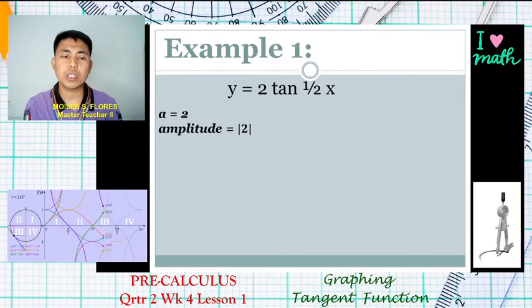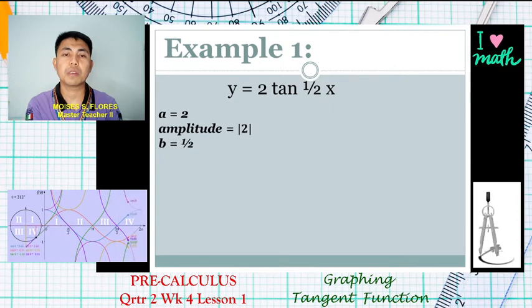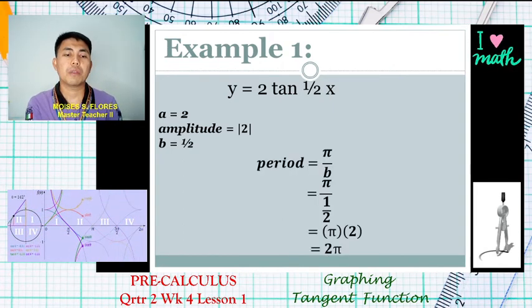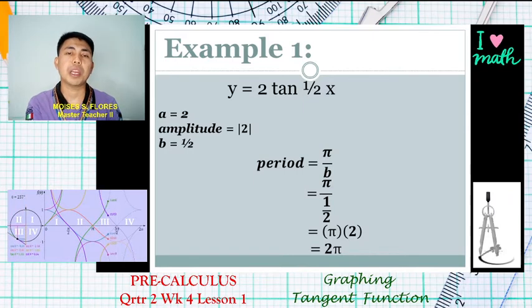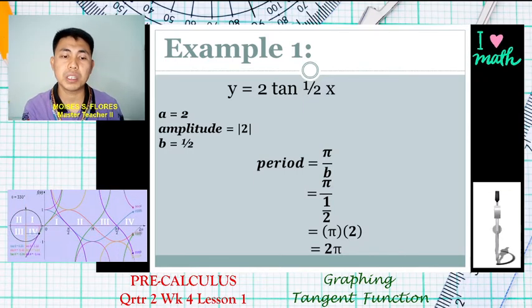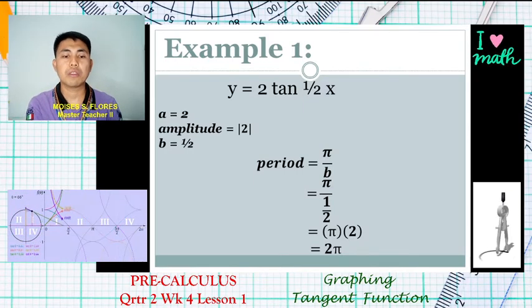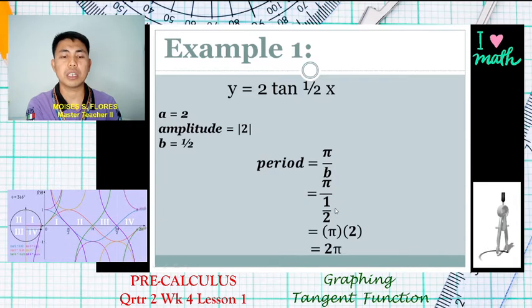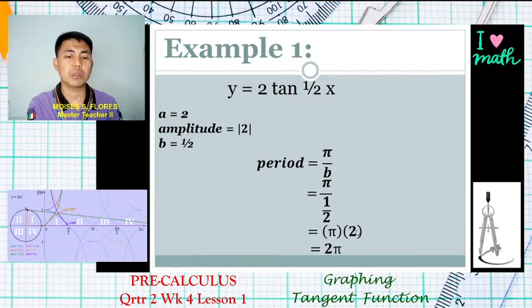And then what is 1/2? Your 1/2 there would be the value of b for us to be able to solve for our period. Our period is pi over b. Upon substituting the value of b, which is 1/2, so pi over 1/2. The reciprocal of 1/2 in the denominator is 2 over 1, or simply 2. So therefore our period here is 2 pi.